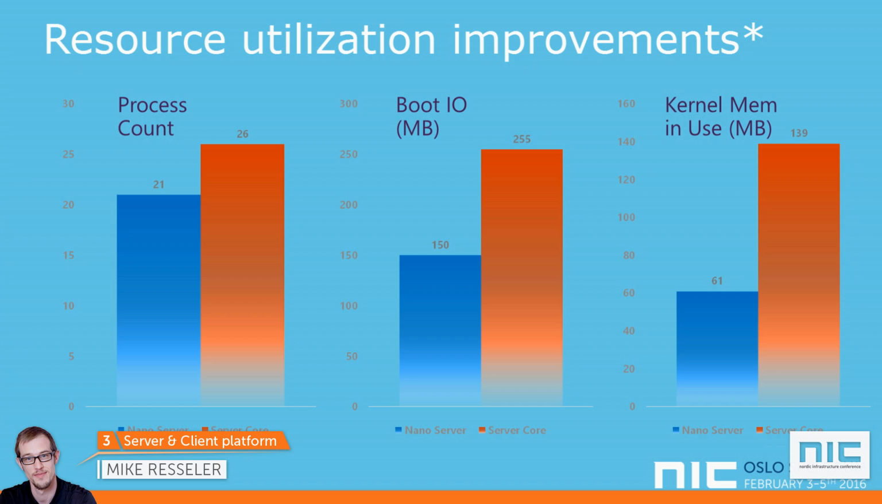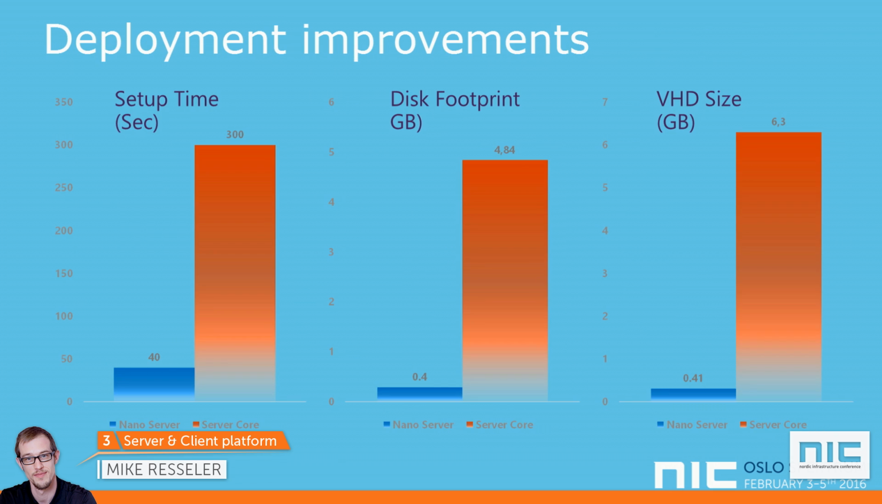Resource utilization, how many processes, how many boot I/O do we have, and how many kernel memory have we in use. Now, of course, if we have a server of 256 gigabyte of RAM as a Hyper-V host, and you're winning, what is it here, 50, 70 megabyte of RAM, it doesn't seem a lot. But in the long term, when you have a huge environment, these kind of savings can actually make a lot of money for your company.